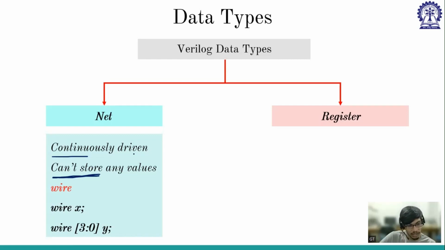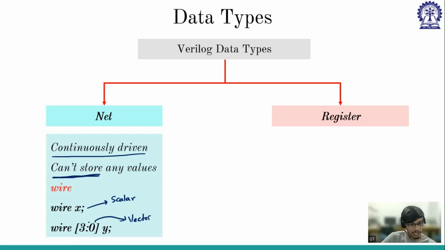There are so many examples under net. One that we'll be using is wire. So if I want to define something, say wire X, I'll define. Now again, this is scalar because it does not have any size. Now here I have defined wire [3:0] Y, which is a vector. So Y is a vector and it is also a wire. Here X is a scalar and it is a wire. So X will be continuously driven and it cannot store any values.